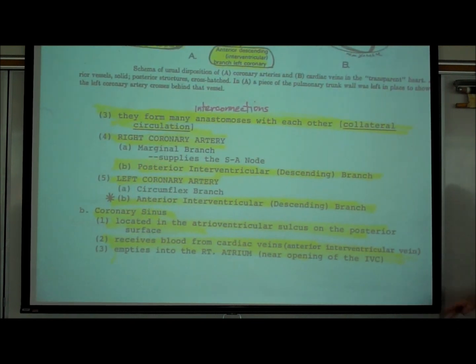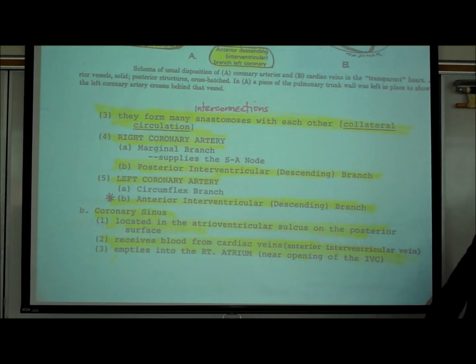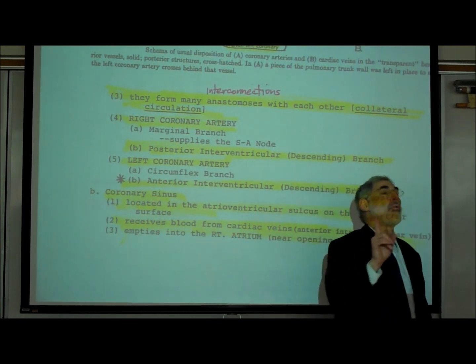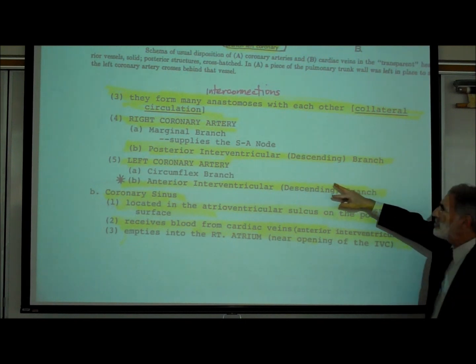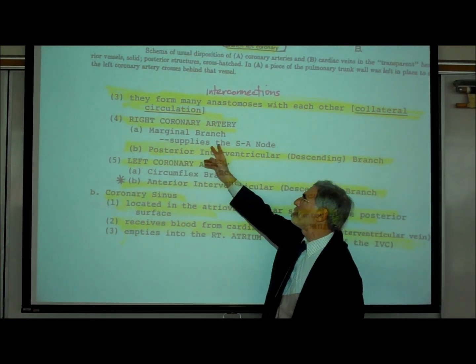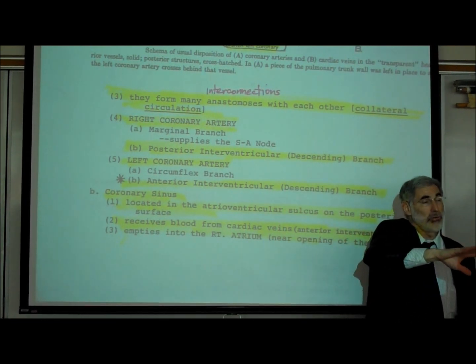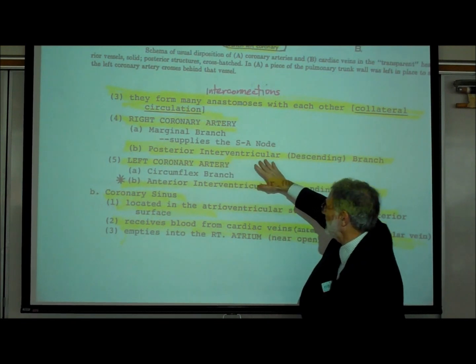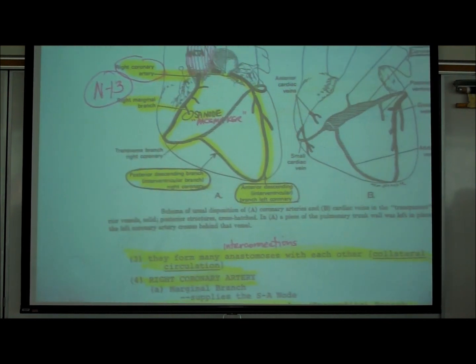Now, there are many branches off the right and left coronary artery. Now, I've listed 2 branches off each. In fact, I'm only going to ask you to know 1 branch off each one of them. I wrote branching off the right coronary artery is a marginal branch that supplies the SA node. I'm going to show you where it is, but I'm not going to test you on it. But I am going to show you and to ask you to know the posterior descending branch of the right coronary artery.